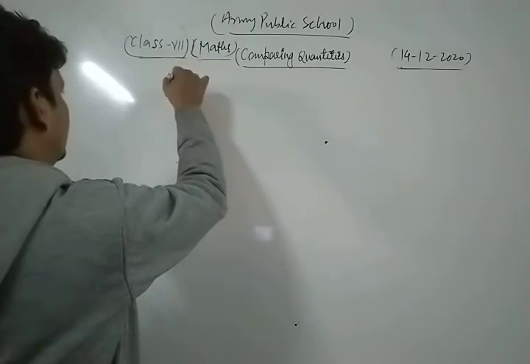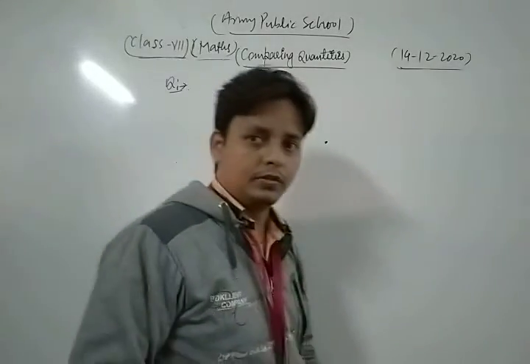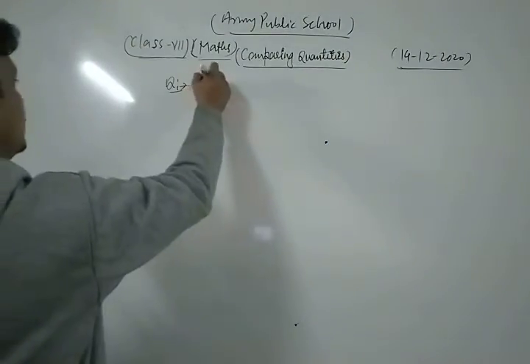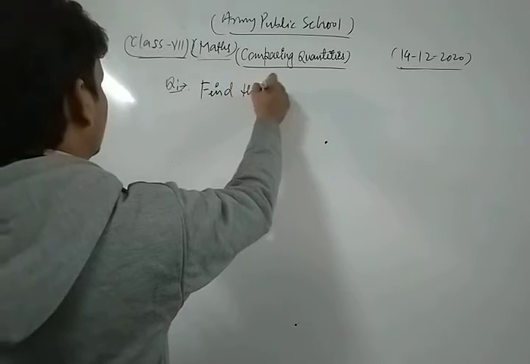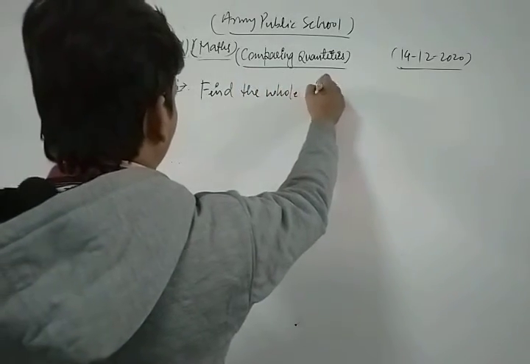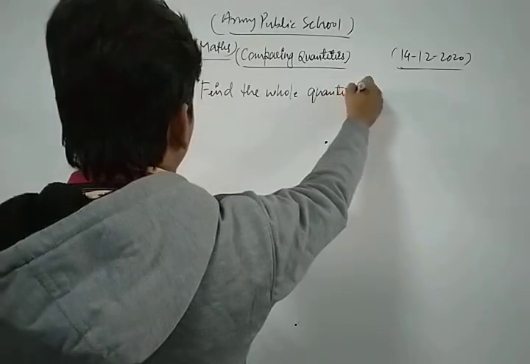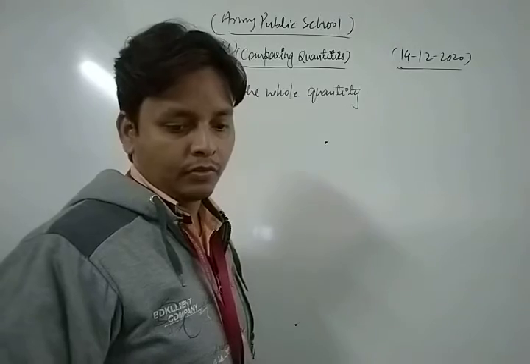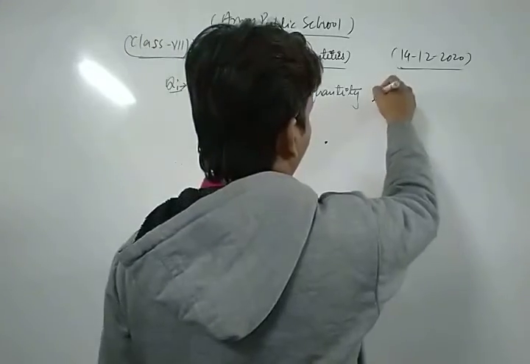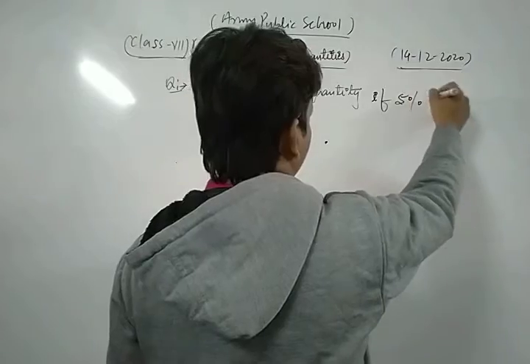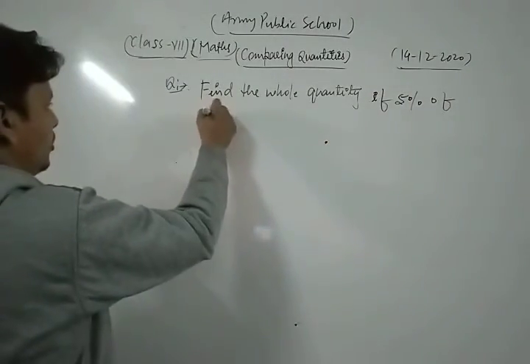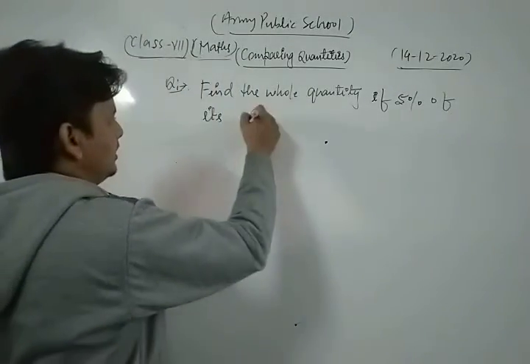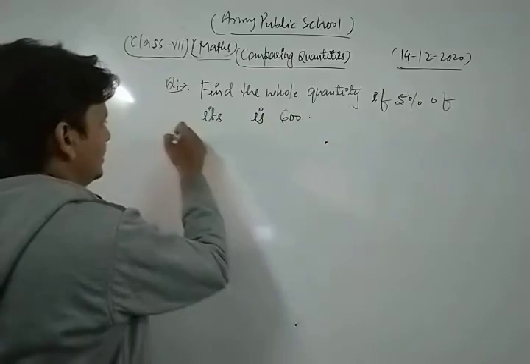Let's see the next question. Your question is: find the whole quantity if 5% of it is 600. Let's see its solution.